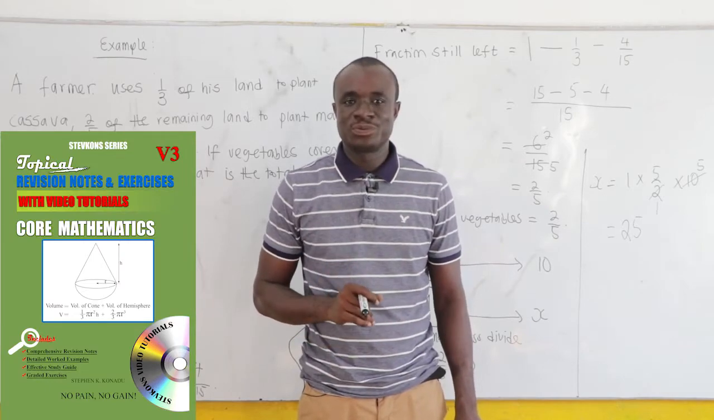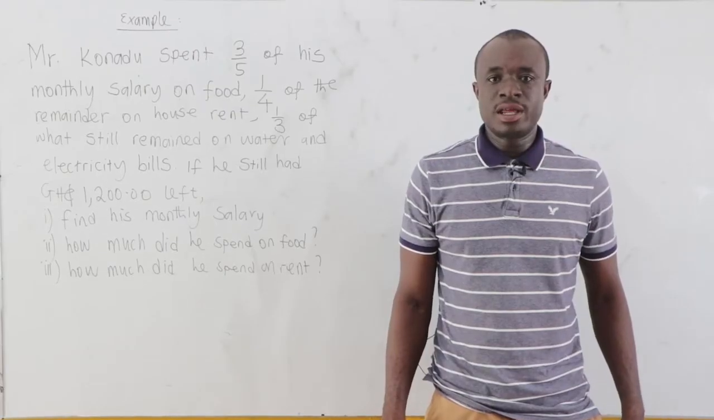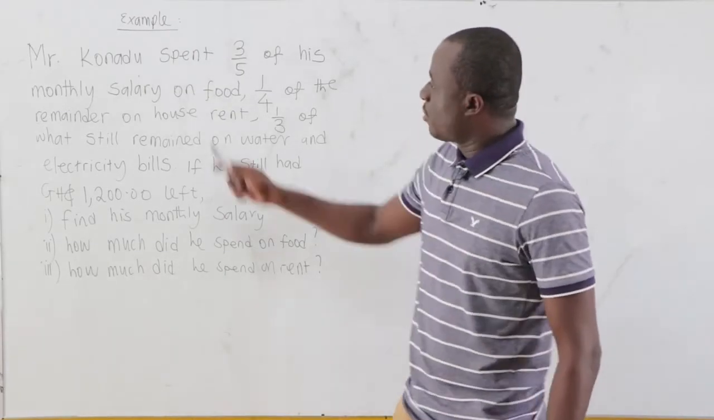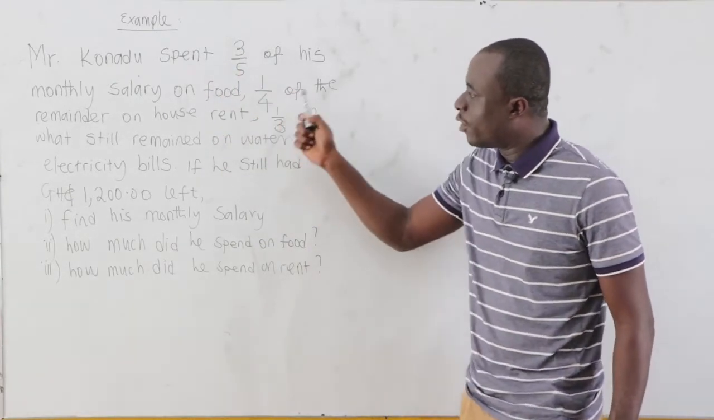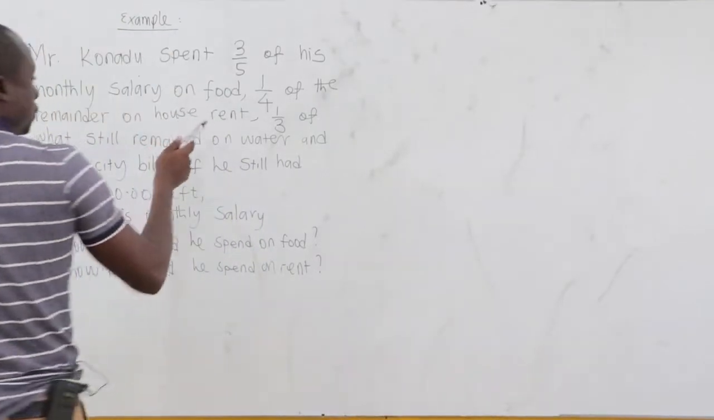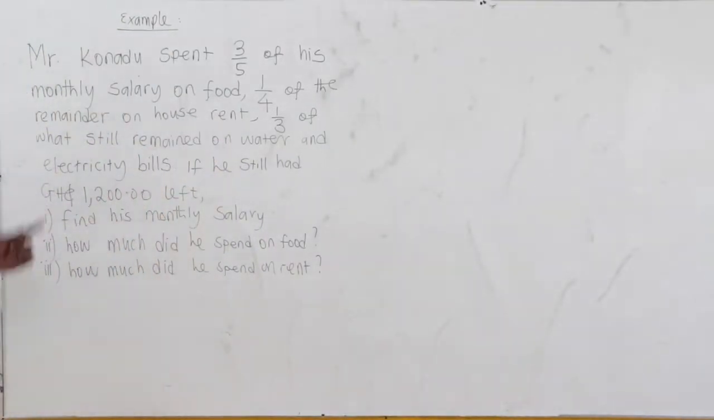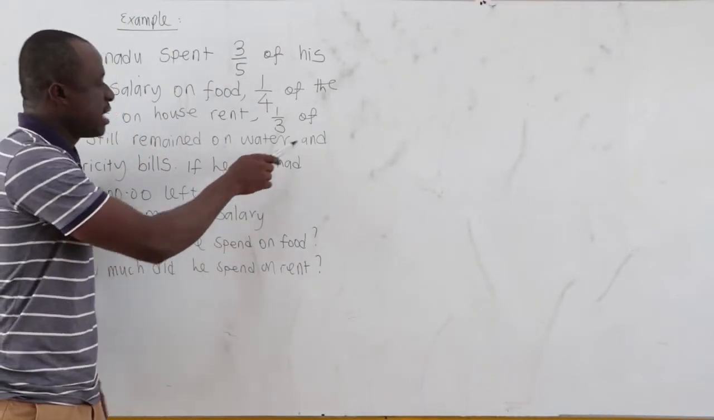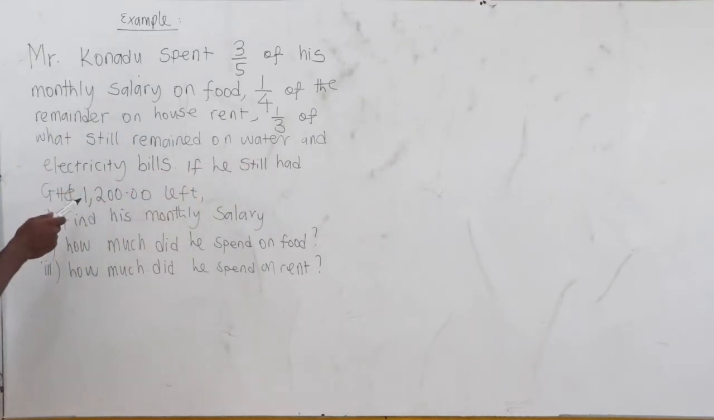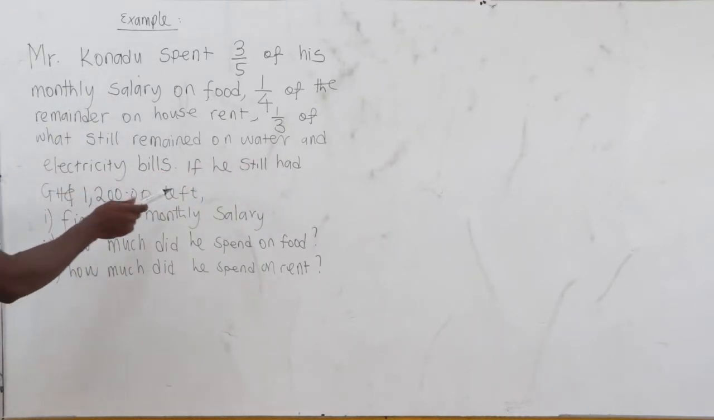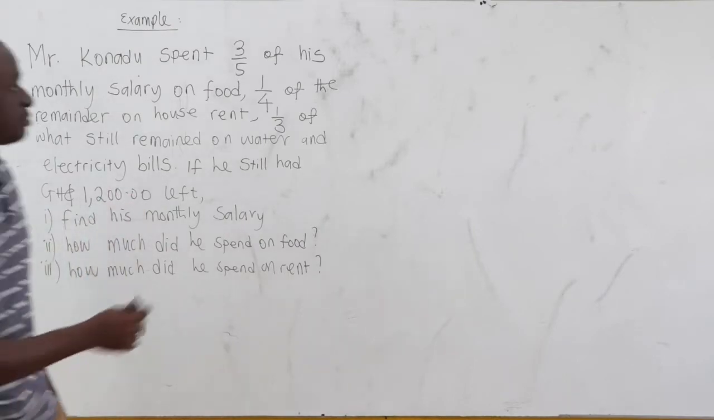It will help you. Now let's consider this example. Mr. Kunodu spent 3 over 5 of his monthly salary on food, 1 over 4 of the remainder on house rent, 1 over 3 of what still remained on water and electricity bills. If he still had 1,200 cedis left, find his monthly salary.